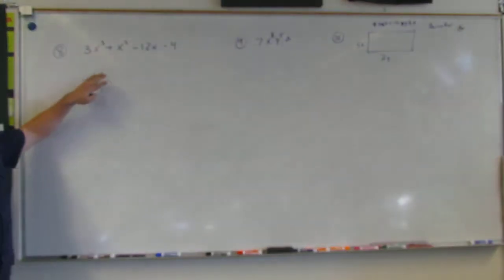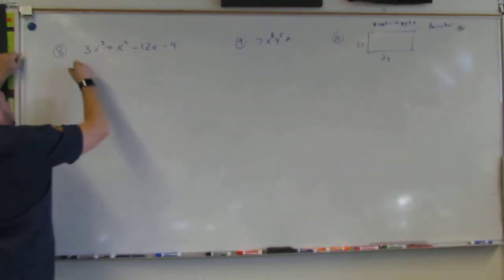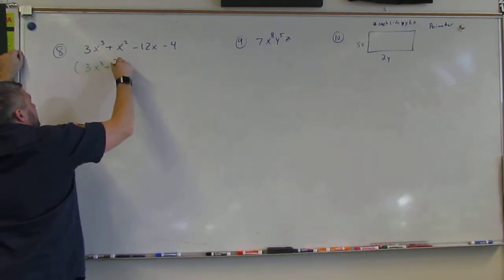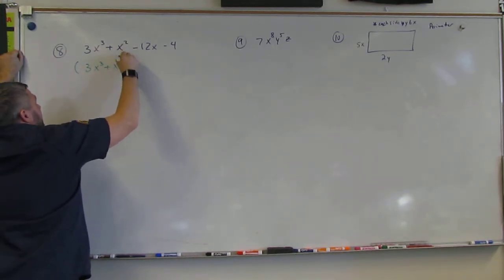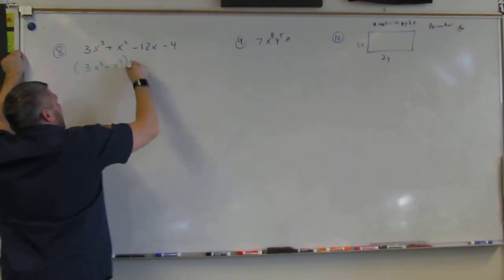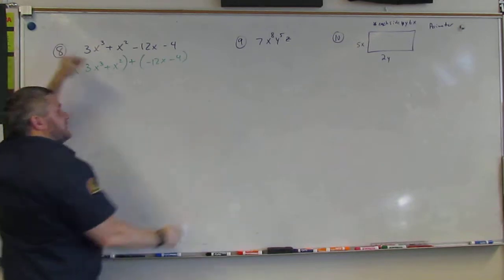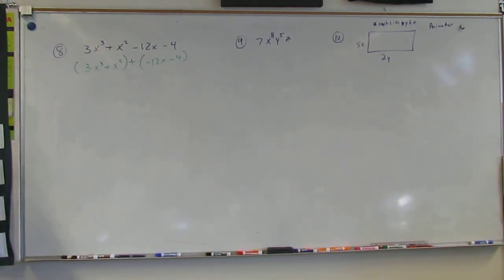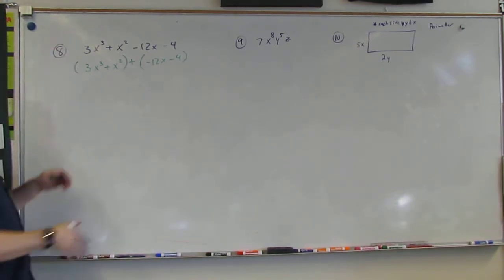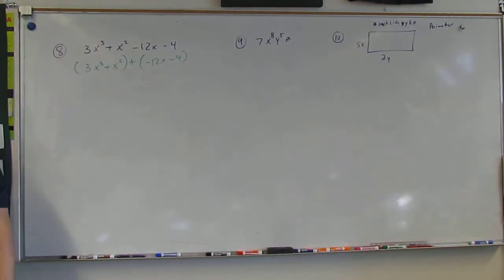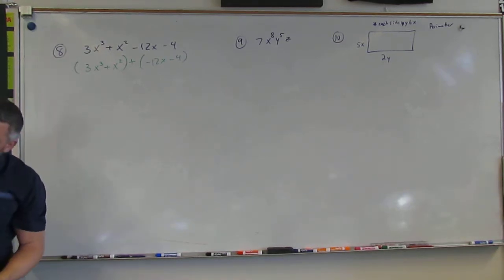So we're just going to take these two and make them like this: 3x cubed plus 8 squared x squared, plus negative 12x minus 4. Okay? So it's called factor by grouping. I'm going to group these two and I'm going to group these two, because it's not a trinomial. We can't factor a polynomial. We can factor a trinomial.